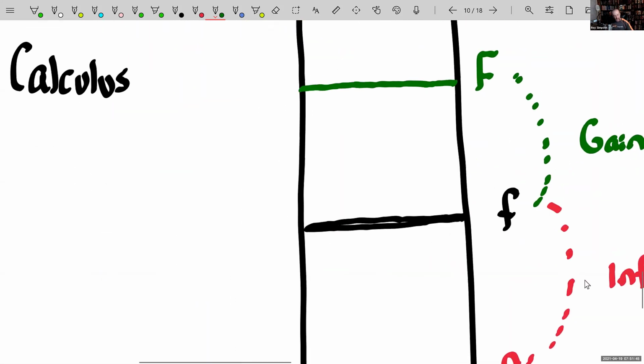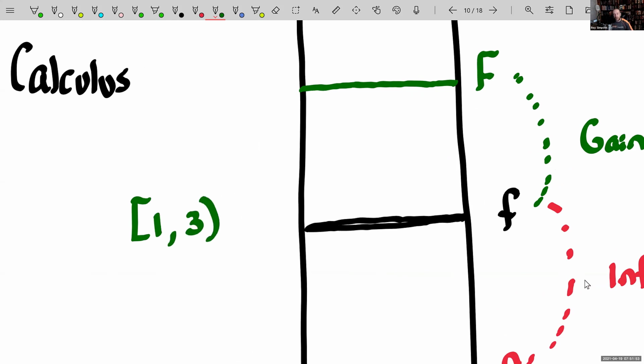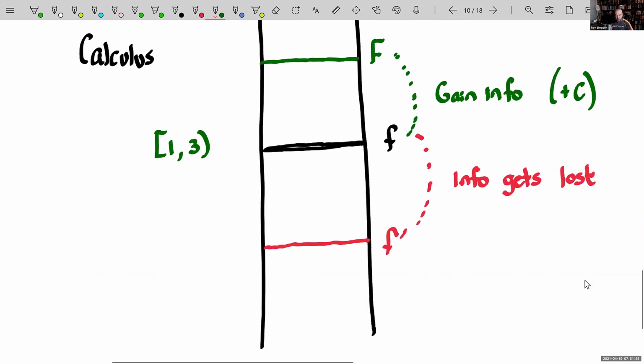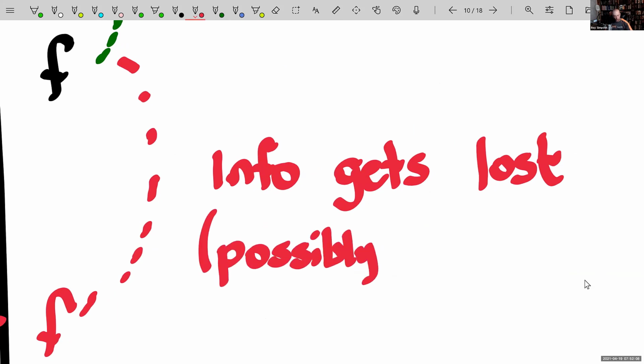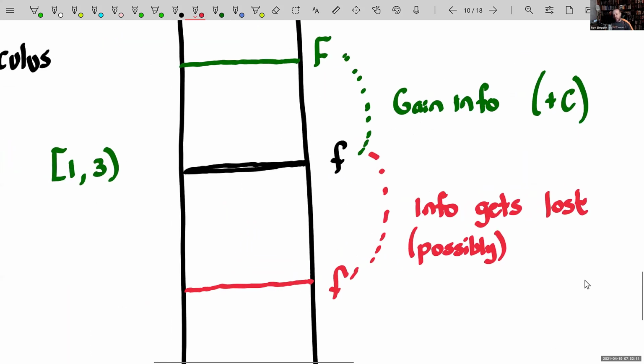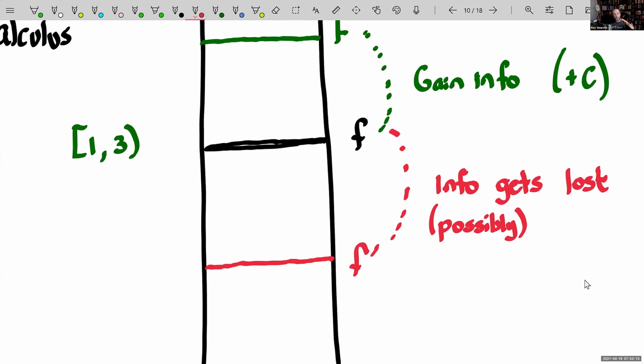Let's suppose that F had an interval of convergence, let's just pretend, from 1 to 3, including 1, but not including 3. When you take its derivative, you lose, possibly, I should say, info gets lost, and I'll put in here possibly, right? Because there are times when you don't lose information. For example, if F didn't have a constant, when you take its derivative, you still have the same number of terms. So you don't actually lose anything. However, if F did have a constant, you lose that constant when you take its derivative.